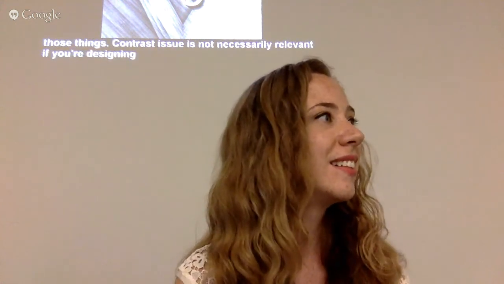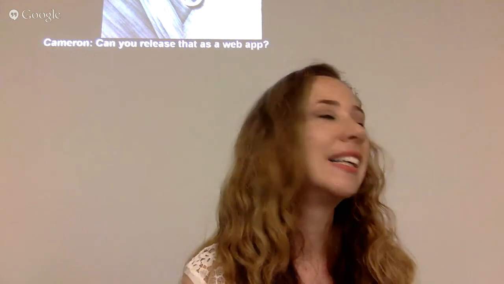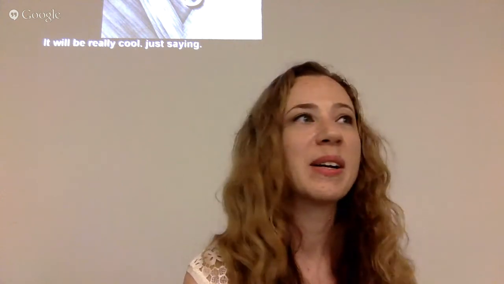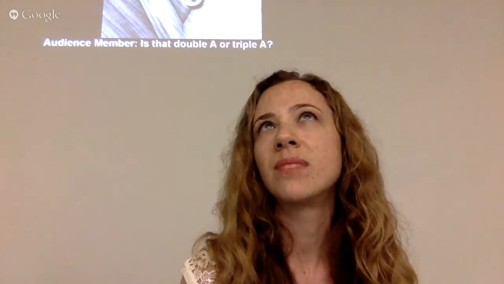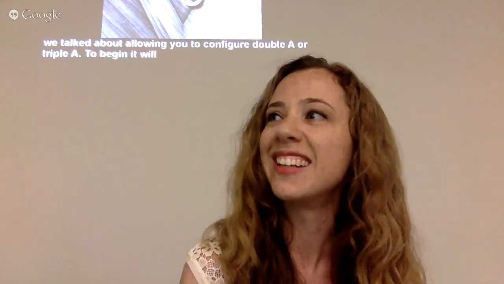Can you release that as a web app? Really cool. This is the line. Is that double A? It's double A. We talked about allowing you to configure AA or AAA. To begin with, it'll just be AA until someone yells at us.